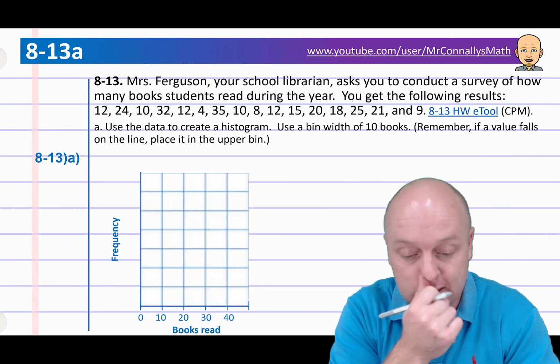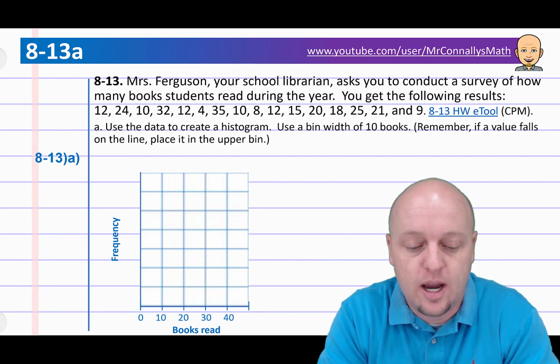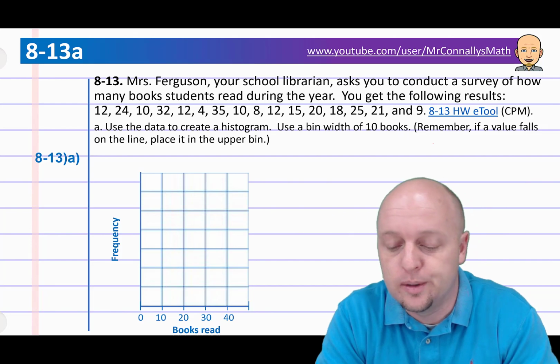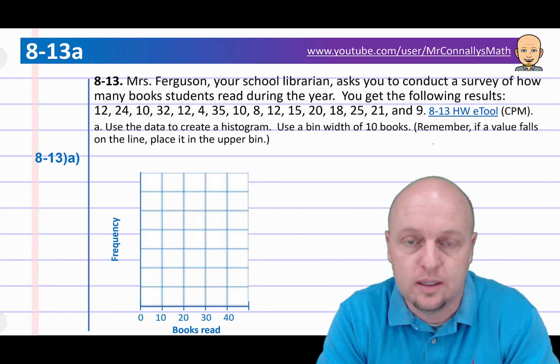Question 813. Mrs. Ferguson, your school librarian, asks you to conduct a survey on how many books students read during the year. You get the following results. Use the data to create a histogram. Use a bin width of 10 books. Remember, if a value falls on the line, place it in the upper bin.